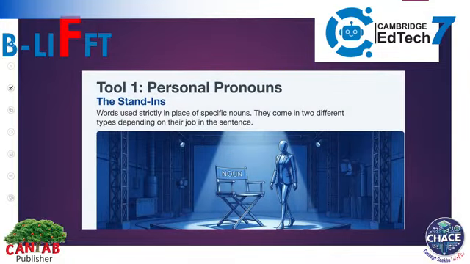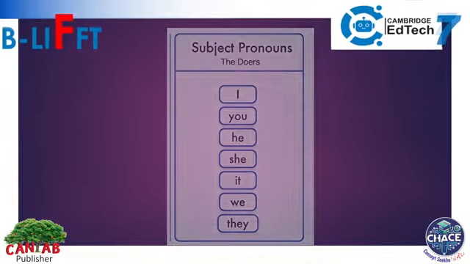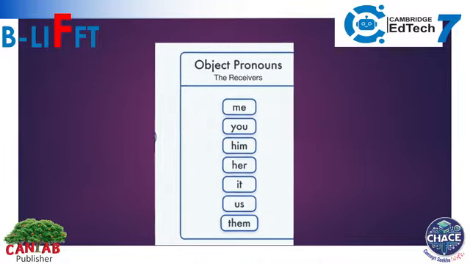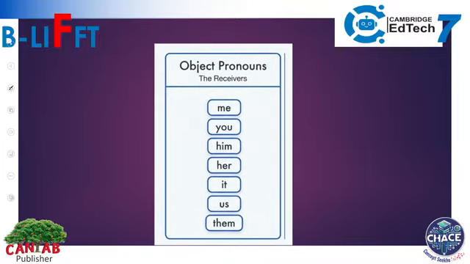Then we have personal pronoun. Words used strictly in place of a specific noun. They come in two different types depending on their job in the sentence. We use it in the place of subject or object according to their function. For subjective pronoun, the doer, we use I, you, he, she, it, we, they. And we use it in the place of subject. Then we have objective pronoun, which we use in the place of object because it receives the action. And the pronouns are me, you, him, her, it, us, them, etc.